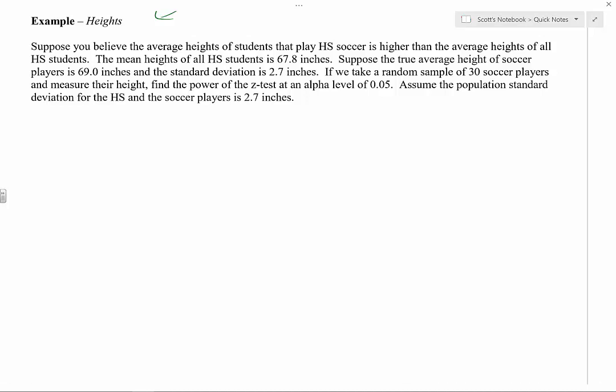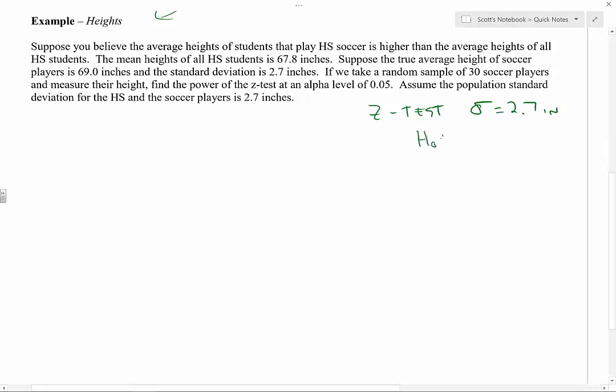So basically, we're going to use a z-test. This is one of the rare cases where we use a z-test, partially because a t-test is complicated and hard to do because you don't know what the sample standard deviation is going to be. So let's assume that we know the true population standard deviation is 2.7 inches. That's going to be the assumption of this power calculation.